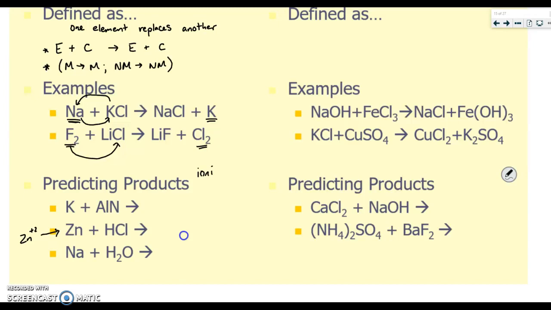Once again, we're going to assume that these are ionic compounds. So the K is going to swoop in and replace the Al. So Al is going to be by itself. And then we're going to have to take the charge of K, which is +1, and the charge of nitrogen, which is -3, and form K3N. So remove whatever is going to be by itself, and then use your knowledge of ionic formula writing to cross your charges to predict the second product. At this time, please pause the video and try the last two examples.